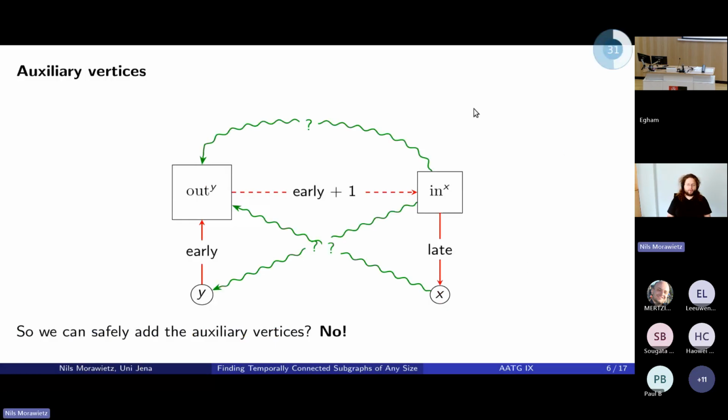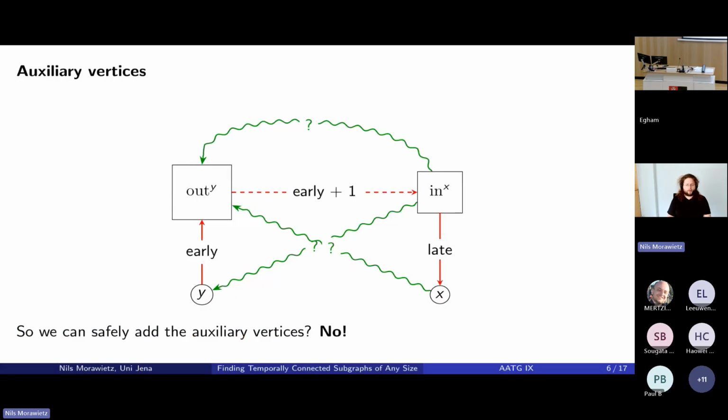No, because the additional vertices we now created also need to be able to get the shortcuts back. We need to go back from the in vertex to the out vertex, from x to the out vertex of y, from the in vertex of x to y. And now you can add more and more auxiliary vertices, but you always run into the same problem that you create new pairs of vertices. You have to be able to reach each other.